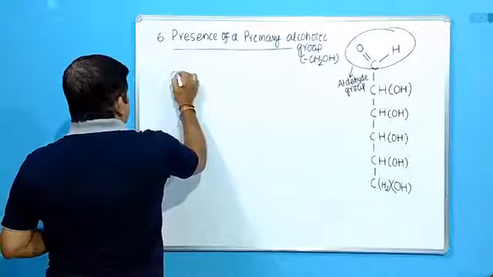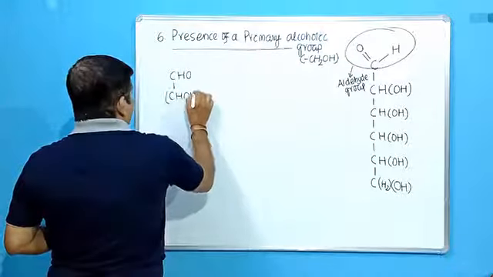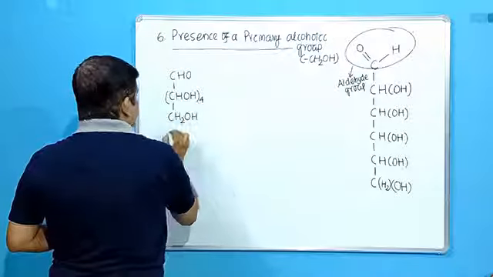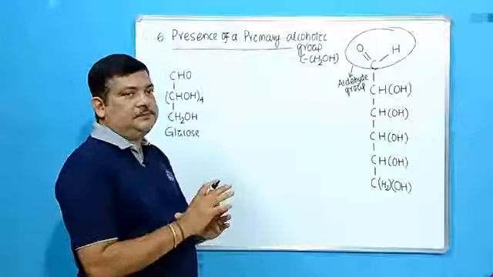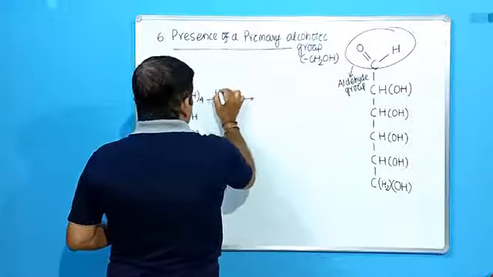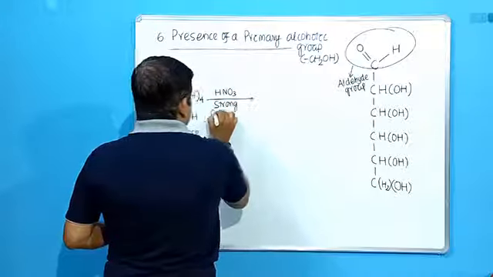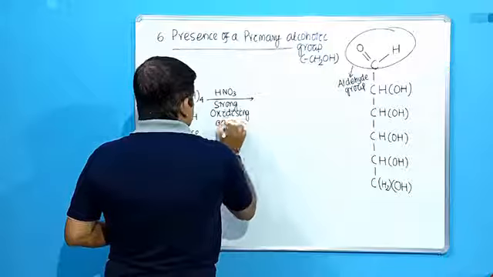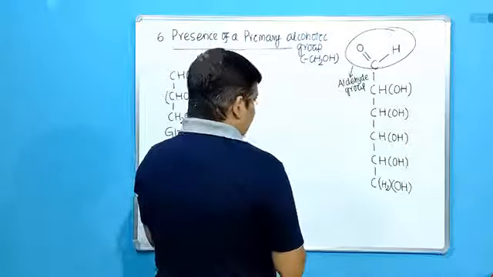Now when glucose, that is CHO, CHOH whole 4, CH2OH, this is glucose, undergoes oxidation in presence of a strong oxidizing agent like HNO3, that is a strong oxidizing agent, then what happens? Now it forms an aldaric acid, that is glucaric acid.